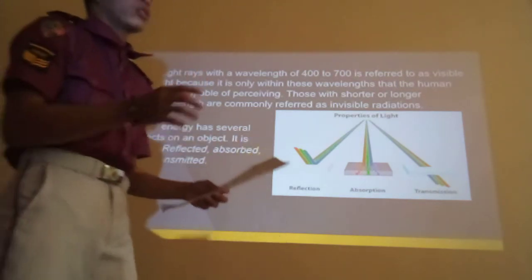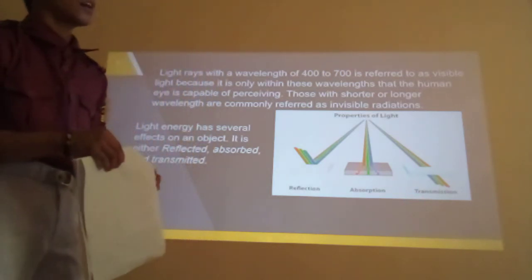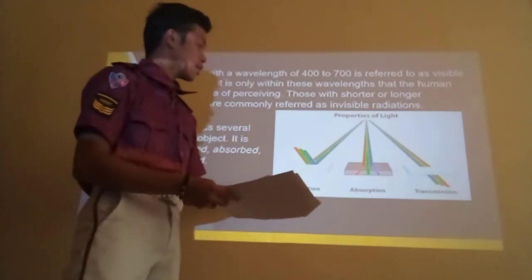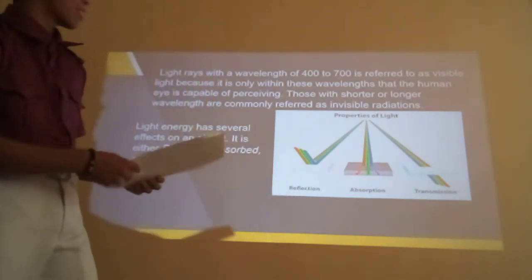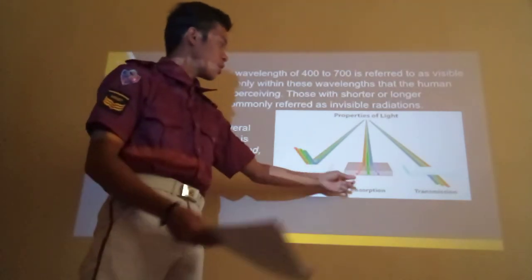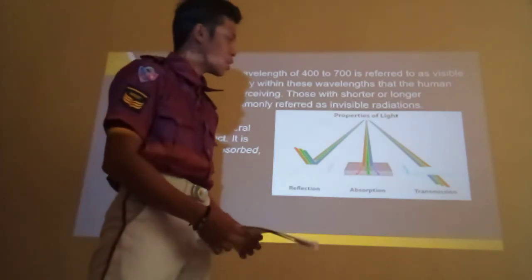If you put the mirror in the light of the sun, it can reflect. The next property of light is the absorption. Next is the transmission.